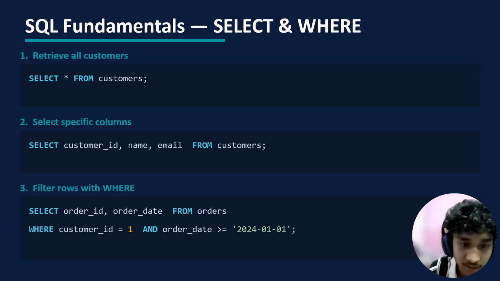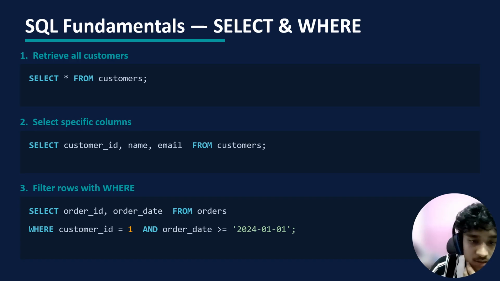So in example number 3, we can see that SELECT order ID, order date FROM orders WHERE customer ID equals 1 and order date is greater than or equal to 2024-10-01.